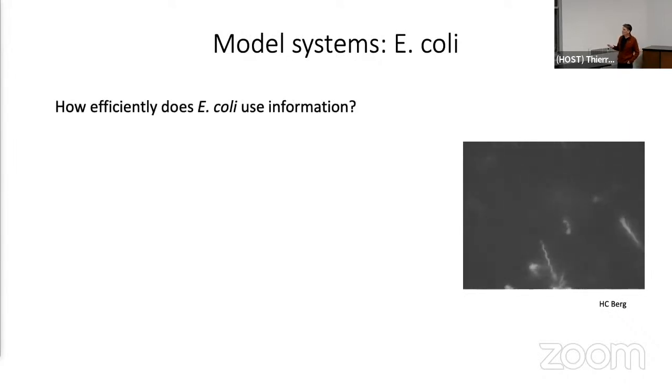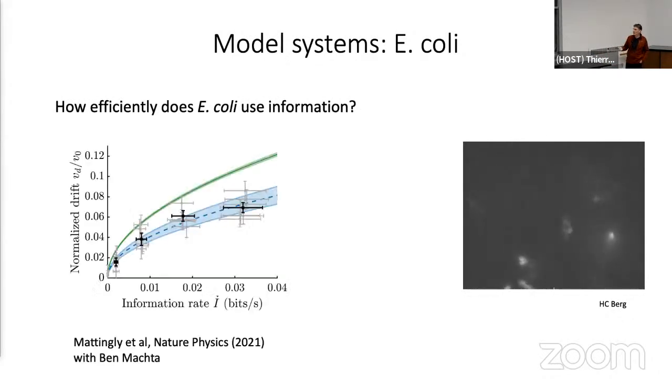And so in here, one of the latest questions, I'm just going to give you two snippets of papers that we just published on this. So in one, we ask, how efficiently does E. coli use information? There's been a lot of study examining how much information an organism is able to extract. But here we asked, given a certain information rate, how efficient are the organisms at using it? And in the case of bacterial chemotaxis, we were able to measure this very precisely.